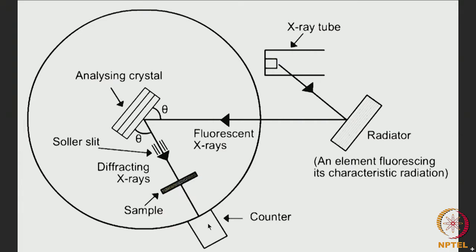If we have a large number of elements having atomic number Z, Z plus 1, Z plus 2, Z plus 3, etcetera, and these are used as radiators, then we will have fluorescent X radiation of different wavelengths, and these will be allowed to fall on the analyzing crystal and finally on the sample one after the other. In this way also we can plot the transmitted intensity versus theta curve for the sample.